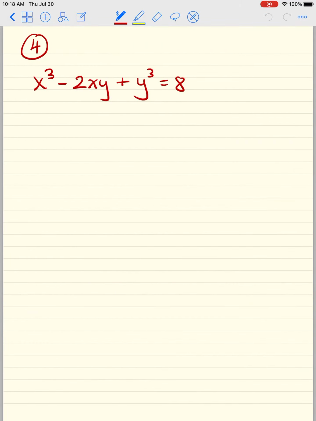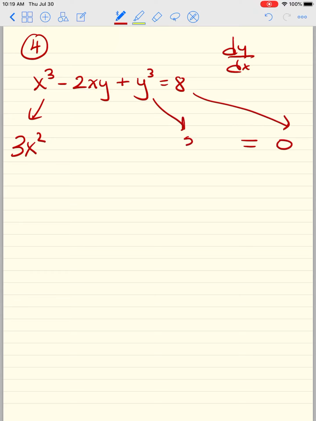And finally, number 4 is implicit differentiation. In order to find dy/dx, what you're going to have to do is, for every letter other than x, you're going to have to write d the letter dx after you take the derivative of it. So this person here is 3x squared, okay? This person here is 0. This person here is 3y squared, but because it's a letter other than x, it's dy/dx.